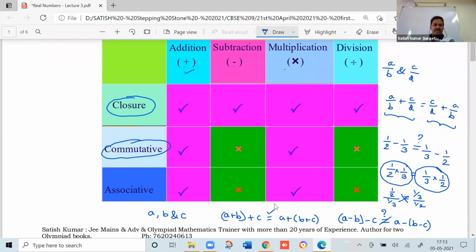Next, what about multiplication? Is (A into B) into C the same as A into (B into C) or not?